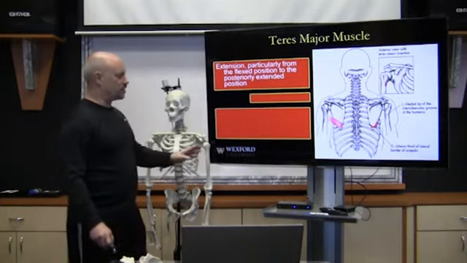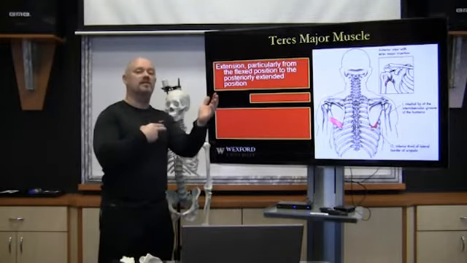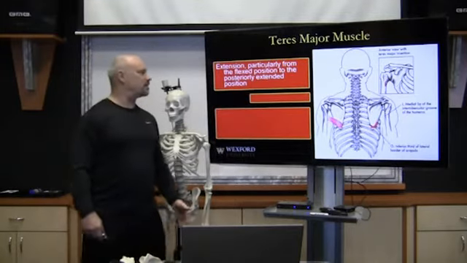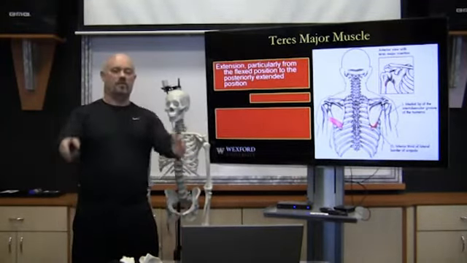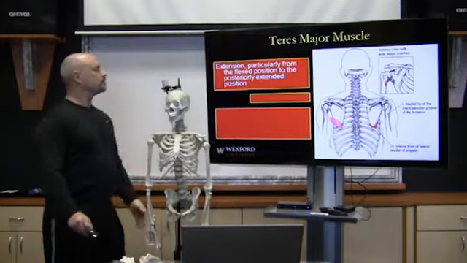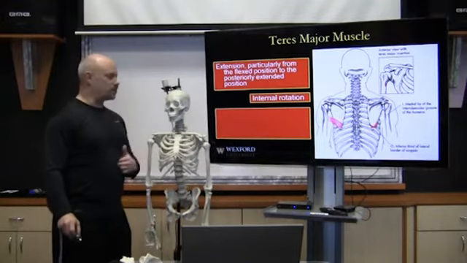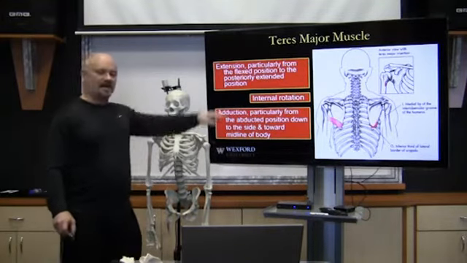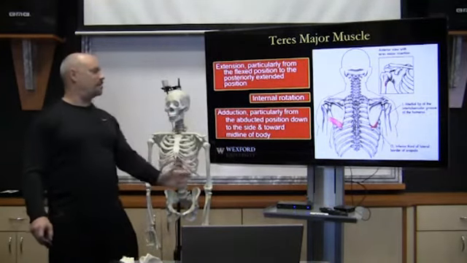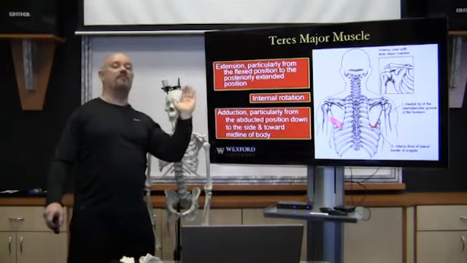Teres major attaches on the shoulder blade and attaches just underneath, or right about the same point where the latissimus dorsi attaches as well. It causes extension, particularly from a flexed position to the posterior extended position, from anterior to posterior. Flexed position pulls down this way. It also helps with internal rotation. It helps in adduction when you're this way. It helps pull down, particularly from the abducted position down to the side and toward the midline of the body. It really helps in that frontal plane action.